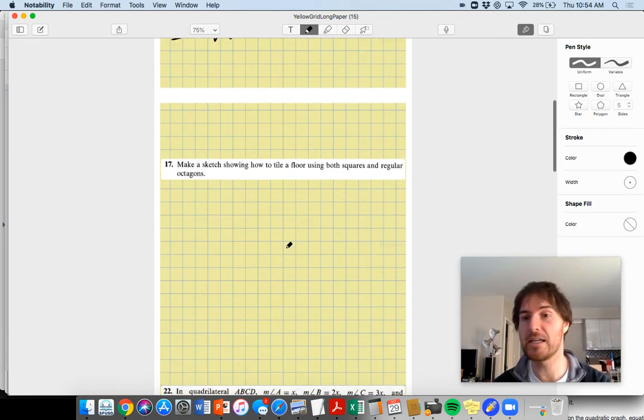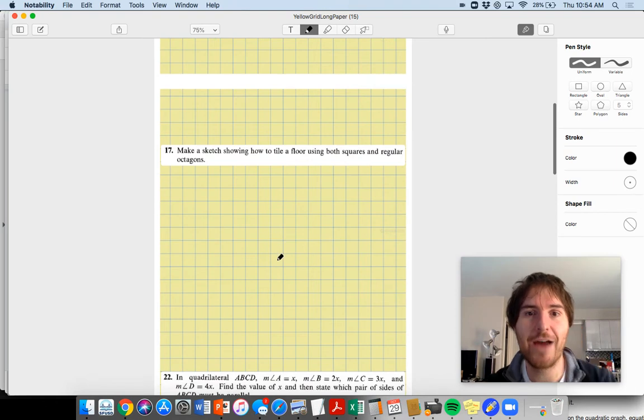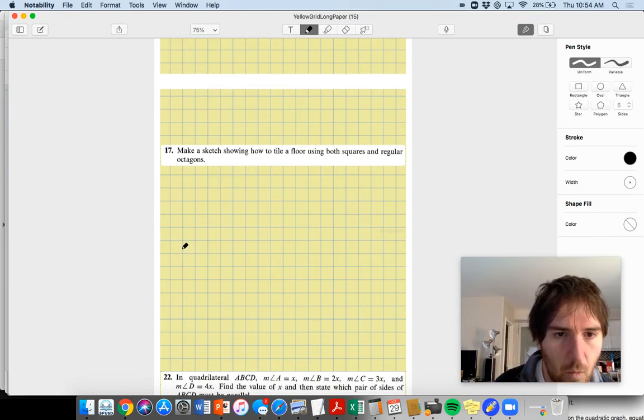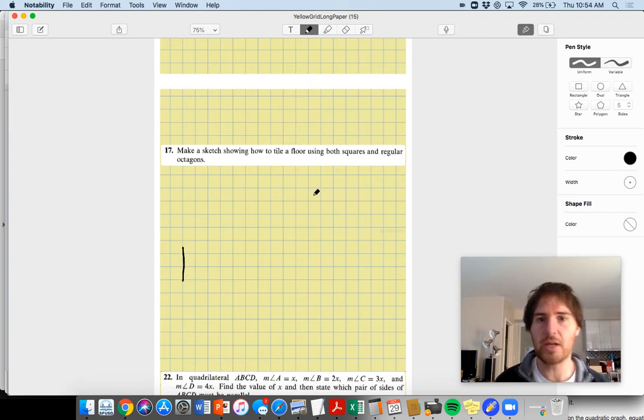All right, number 17. Let's do number 17. It says make a sketch showing how to tile the floor using both squares and regular octagons. Okay, remember this from yesterday, tiling a floor? Well, let's see here. Look here, this is graph paper. This is actually a really good example.